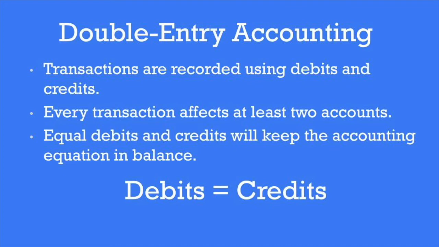We use what's called double entry accounting in accounting, and effectively what that means is that transactions are recorded using debits and credits. So every transaction affects at least two accounts. There could be more than two, but at least two accounts are affected. So equal debits and credits will keep the accounting equation in balance. So you would think that the debit side and the credit side must equal whenever we look at an individual entry.